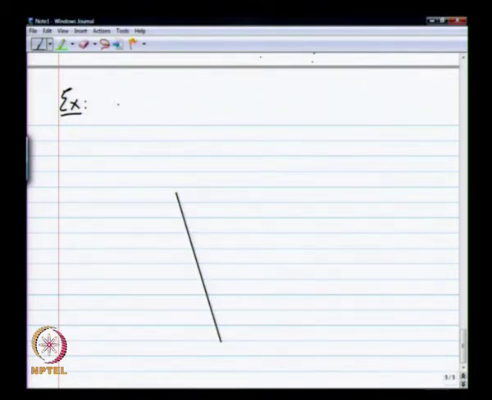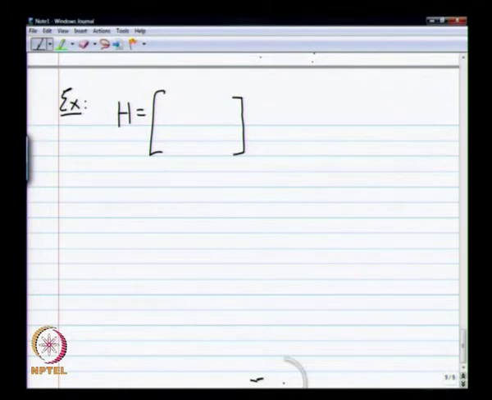Okay, so let me take a code defined by a certain parity check matrix, and I want this parity check matrix to have a very simple structure.